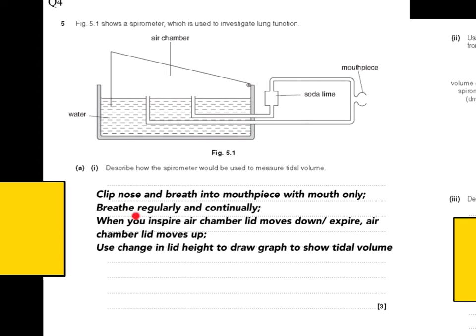You then breathe regularly and continually. You could even say at rest, in a resting state. That's probably quite important to add there, actually. And that's because we're measuring tidal volume. Then you just have to acknowledge what the lid does. When you inspire, the air chamber lid moves down, and when we expire, the chamber lid moves up. That will get you all 3 marks, by the way, but you could also say you use the change in lid height to draw a graph to show tidal volume. It's not really that hard once you actually understand it.